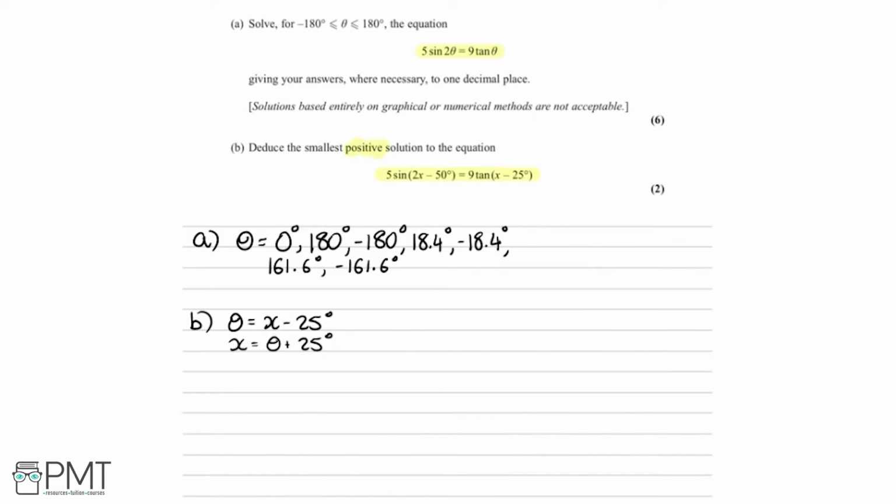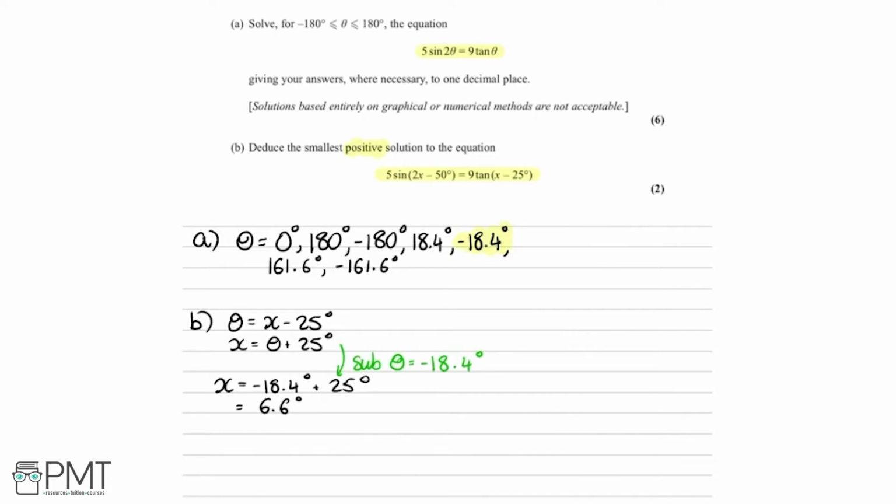And now up here I've got our answer to part A. So these are all the possible values of theta. And we need to think about which value of theta to use to get the smallest possible value for x. And just by looking at it, the one that it's going to be is minus 18.4. So we're going to sub theta equals minus 18.4 degrees, which is going to give us x equals minus 18.4 degrees plus 25 degrees, which means x equals 6.6 degrees, which is our final answer.